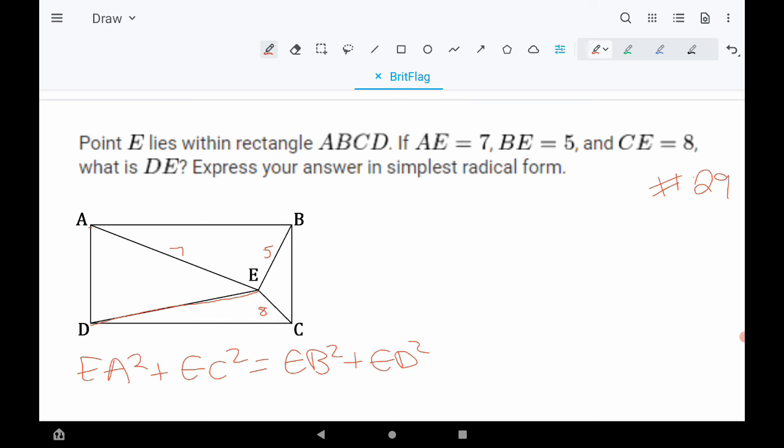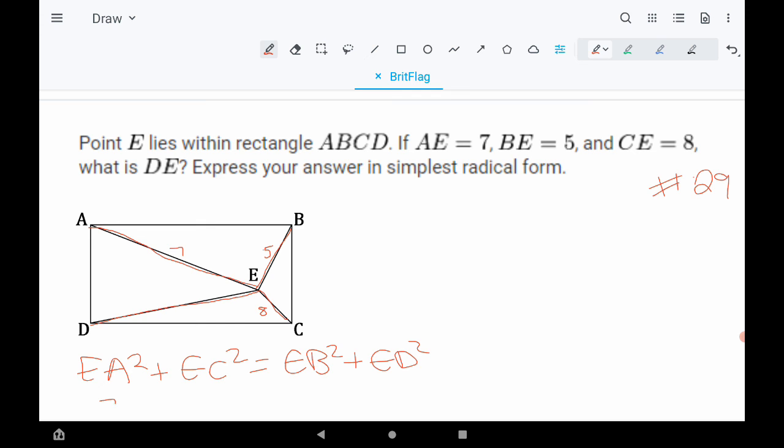Okay, great. So now let's see what we already have, what the problem gave us. Do we have EA? Sure we do. EA or AE, it's 7. Do we have EC? Yep, we have it right here, it's 8. Do we have EB? Yep, again, it's here, 5. Do we have ED? No, that's what the question is asking. So out of these 4 variables, we have 3 of them already, and we need 1 of them. That's perfect. That's how we solve an equation.